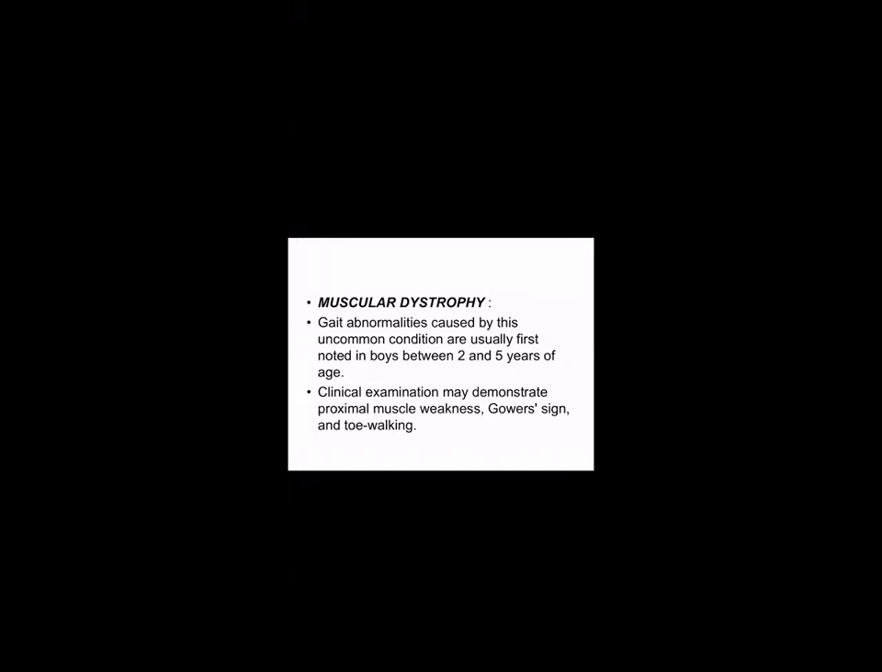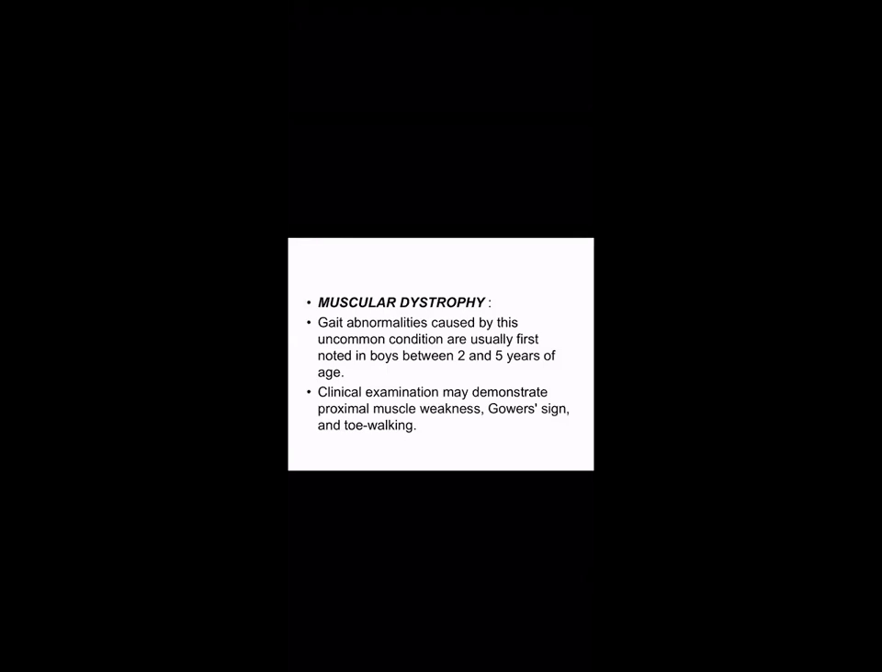Another neurological cause is muscular dystrophy. Gait disturbance caused by this uncommon condition is usually first noted in boys from 2 to 5 years of age. The difficulty in this group is that many of them will present with their child limping, but they will tell you the child was walking normally. Then he gets worse with time. Some of them even remember the time when he was 3, when he turned 4, he started to have weakness. So don't forget the muscular dystrophy.